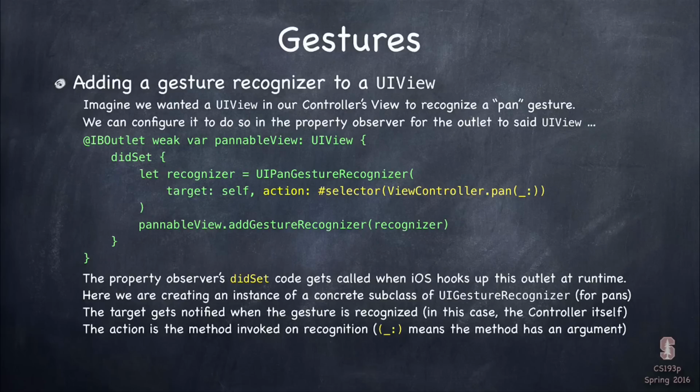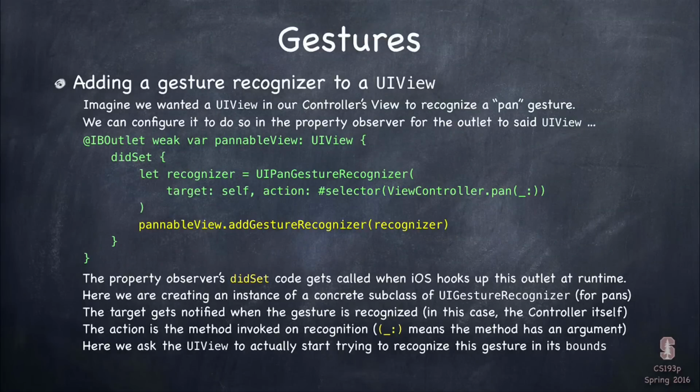And then I just turn on this recognizer by taking the view, this panable UIView, and adding this thing I created as a gesture recognizer. As soon as I add that, this view is going to start recognizing pan gestures. And when it does, it's going to send this method to self, which is the controller. Got it? Make sense? That's what we're doing there.